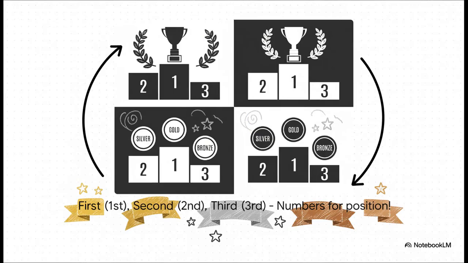And a winner's podium is the absolute perfect example of this. We don't say winner 1, 2, and 3. We say first place, second place, and third place. See? These words tell us the rank, not the total number of winners.